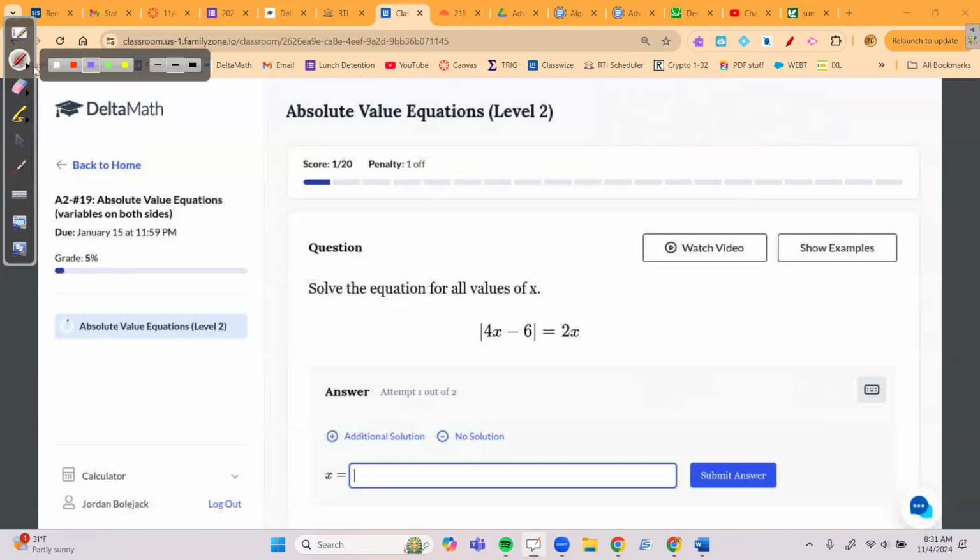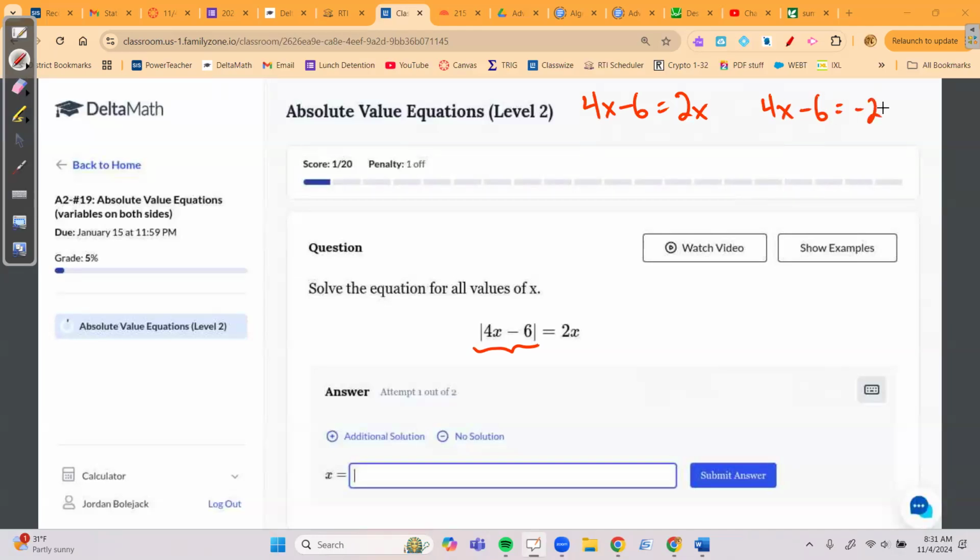Just again, write the two equations. So because there's no prep work to do, the absolute value is already by itself. So we can go right into either 4x minus 6 equals exactly what we see, or the opposite. And so again, when you solve these on this one, you're going to get 2x equals 6, x equals 3. And then on this one, you're going to get 6x equals 6, x equals 1.